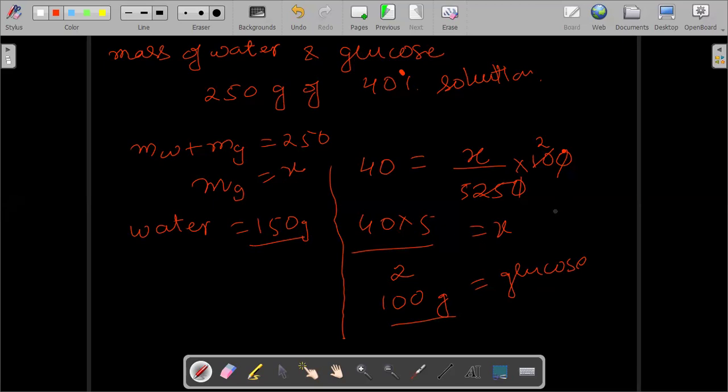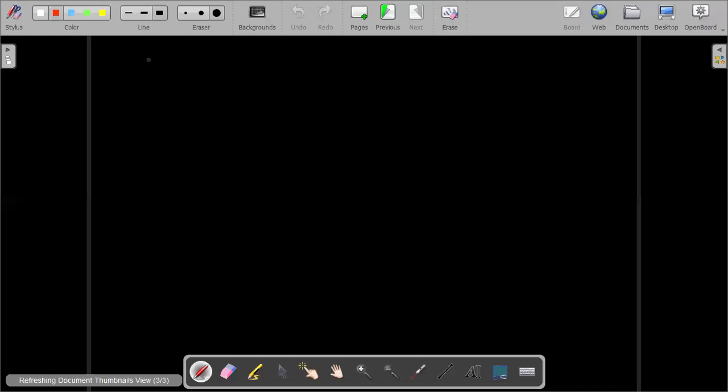Sir, I have one last doubt. Yeah, sure, please. Sir, it says that when element x forms x2(CO3)3, then it is a type of compound. So what is the formula of its phosphate and chloride?